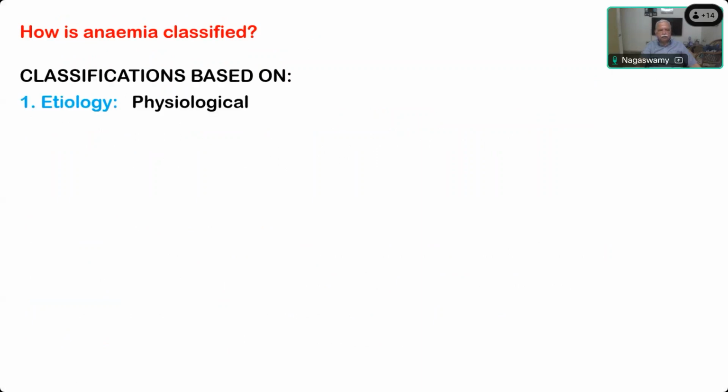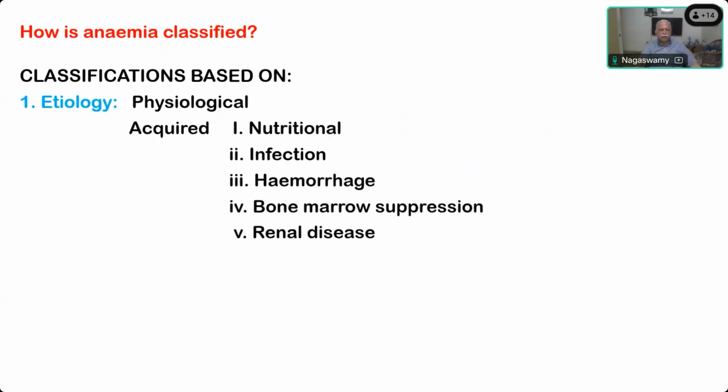The first classification is etiology. What is the cause for the anemia? It may be physiological anemia of pregnancy, or it may be acquired causes of anemia, or when the nutrition is not good and you have a chronic infection and there is a hemorrhage, then drugs or cancerous conditions cause bone marrow suppression or chronic kidney disease. All these things are acquired conditions which also can produce anemia. So first classification is based on the etiology as physiological and acquired, and under acquired you have all these causes.